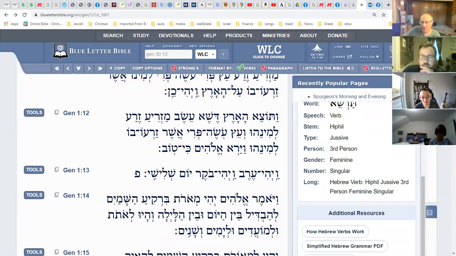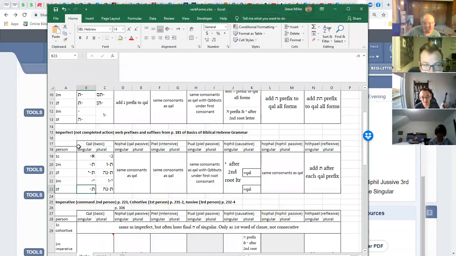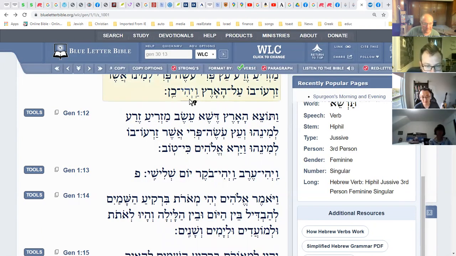I just want to look at the chart again here for hifil. Sure. So if we look here at the imperfect, and we look at the hifil, it says it should have a yud after the second root letter to be hifil. But we don't see it. No. So it's just somewhat irregular. A lot of things are somewhat irregular. Is it like the English language where there are lots of exceptions, Steve? Exactly, it's like the English language with a lot of exceptions.